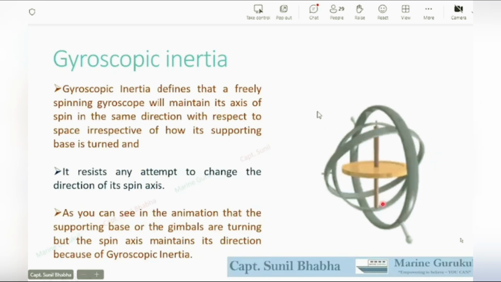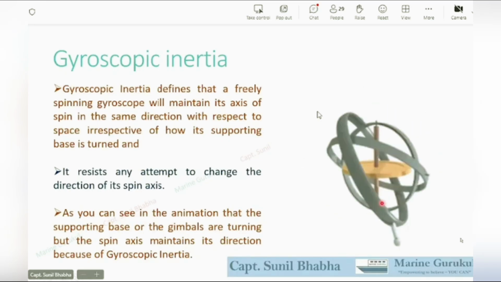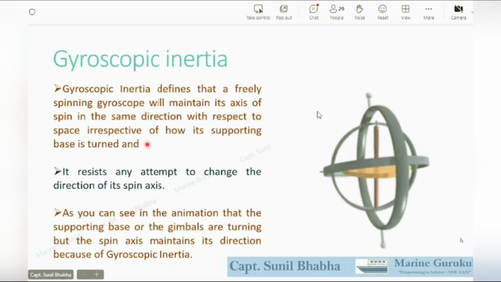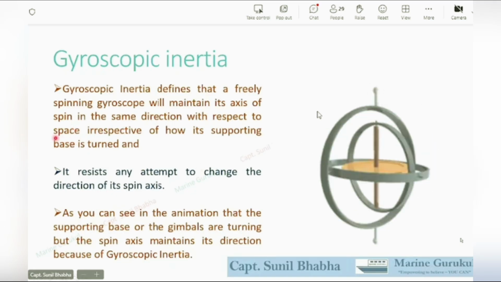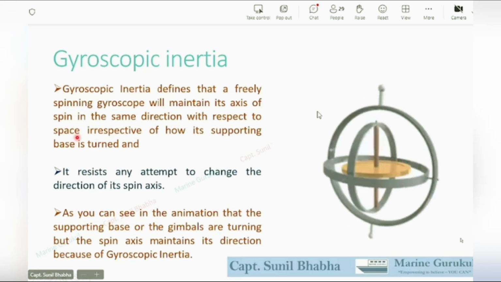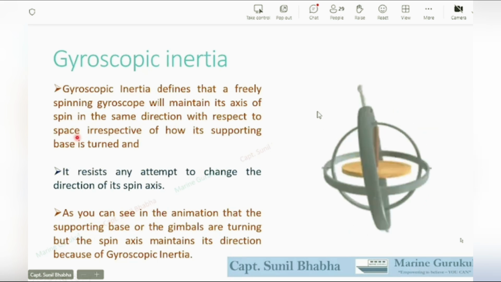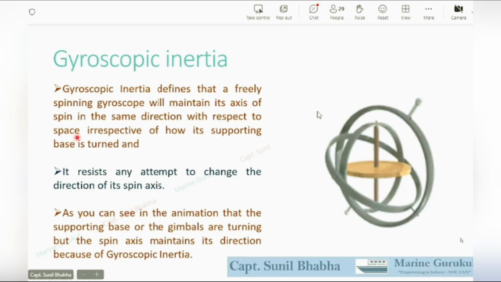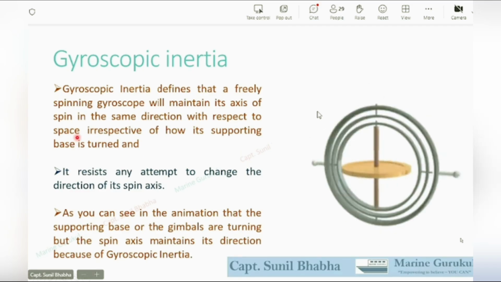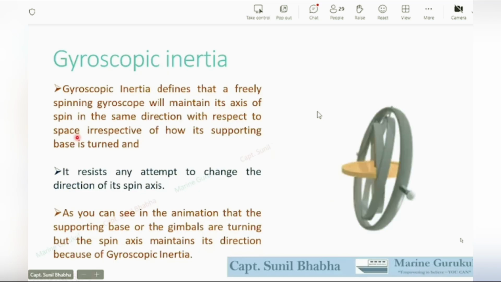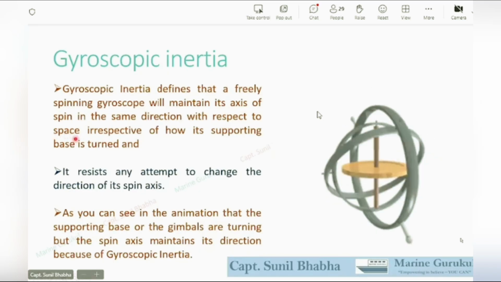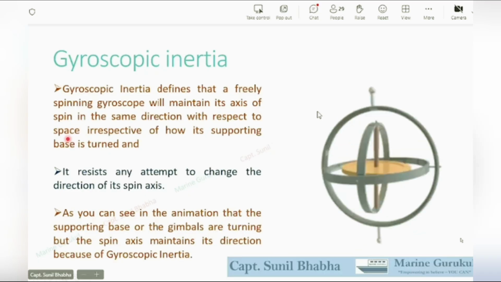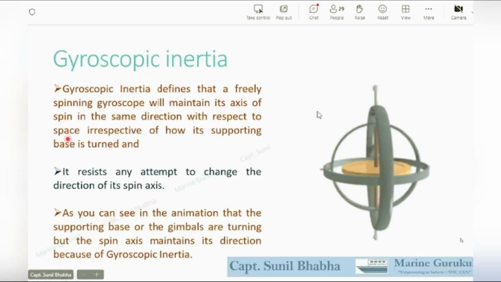Now, a very important thing in this property is that the spin axis maintains its direction with respect to space. It is not with respect to the earth, it is with respect to the space. It may not be making much sense at the moment, but later when we go into understanding the gyro compass, it will become very clear to you what is the significance of this term, that the spin axis maintains the same direction with respect to space.